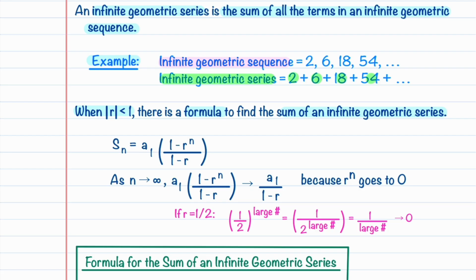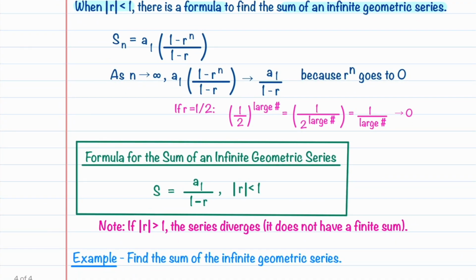Before we get to the formula, I'll go ahead and put it so you can see it here in green. Let me just show you quickly where it comes from. We start with s sub n, and if we have an infinite series, our n is going to go to infinity because we're going to have an infinite number of terms. So this n is going to go to infinity, and r to the n is going to go to 0. Let's see exactly why that is.